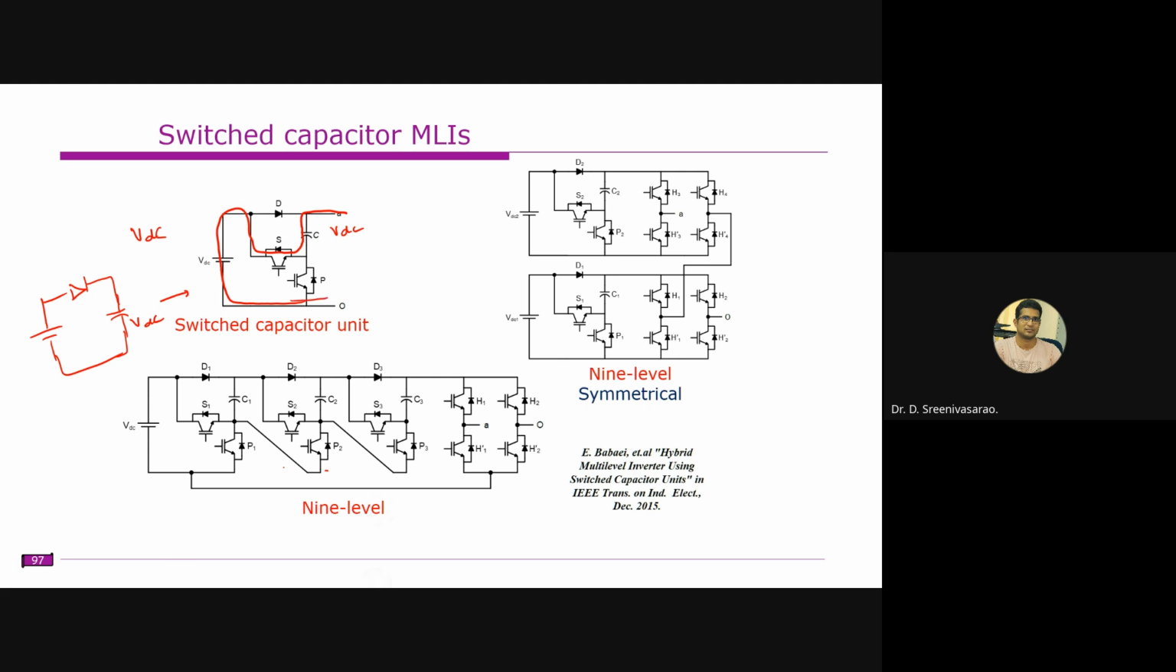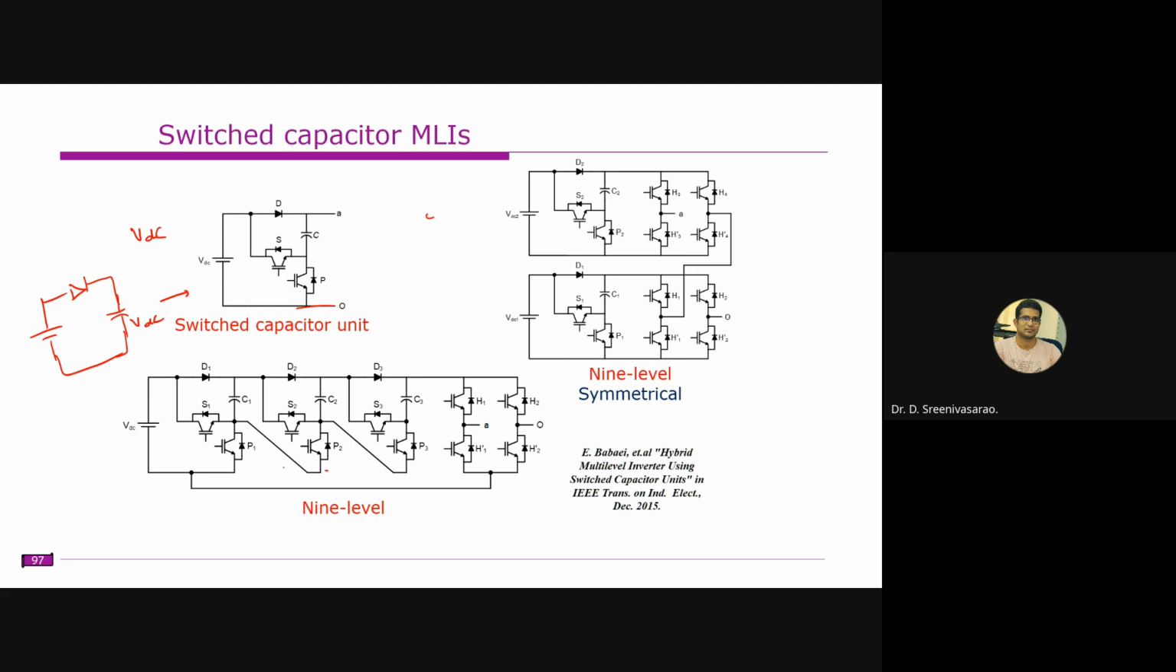Whenever you want to discharge this one, you can get these levels. So now the voltage will be 2 VDC: one is the capacitor and another one is the DC source. Similarly, you can also bypass this one. If you turn on only this P, you will get it like this. If nothing is turned on here, the output will be VDC. So you can get VDC voltage or 2 VDC voltage with this single DC source.